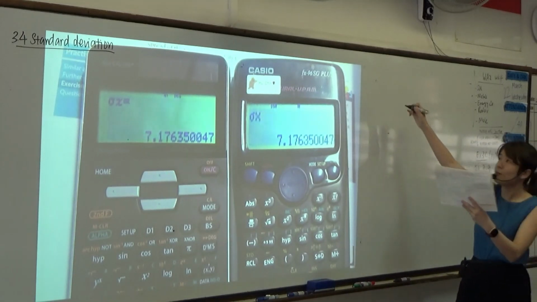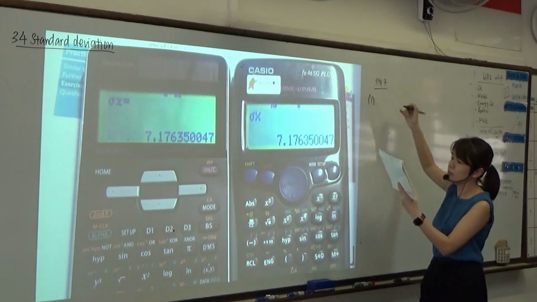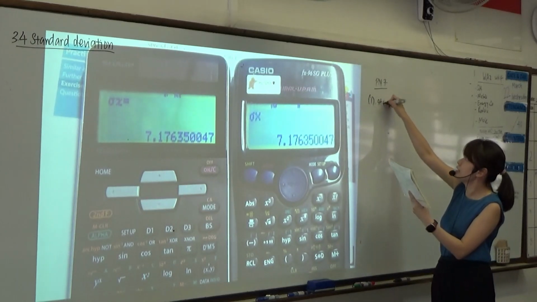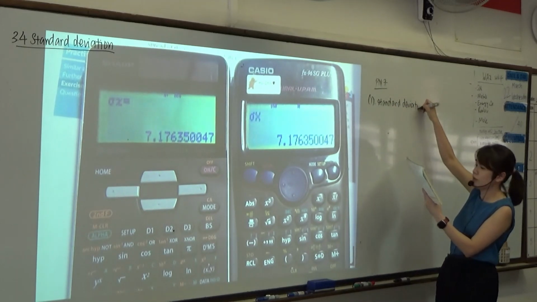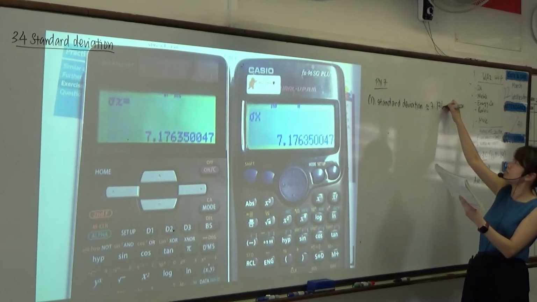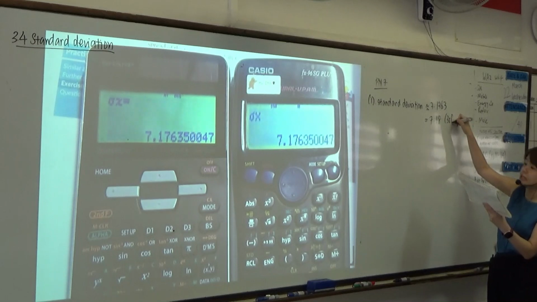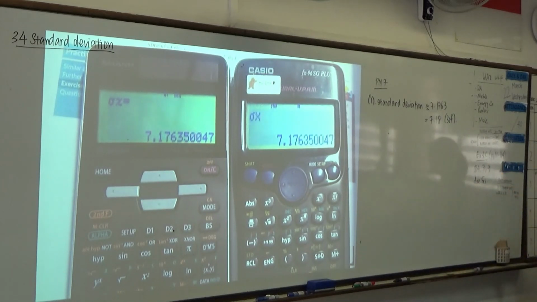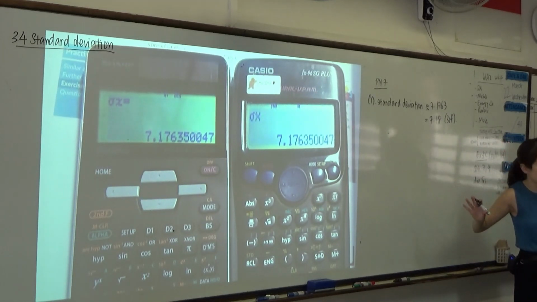So in answering your Practice Now 7, part I, when you find your standard deviation, how to present your answer? We will see from our calculator 7.1763. Leave your final answer to 3 significant figures, unless specified otherwise. Just directly give the calculator value will do, no working required.